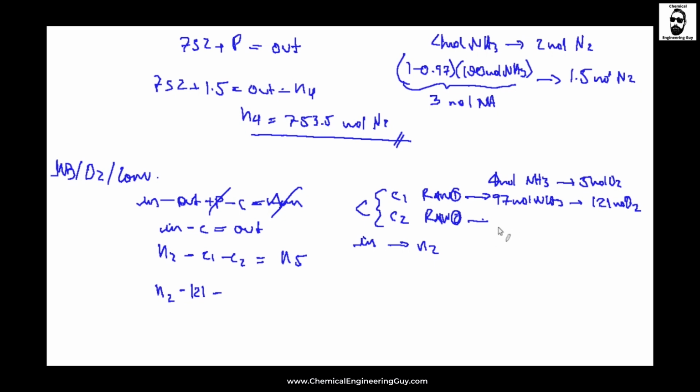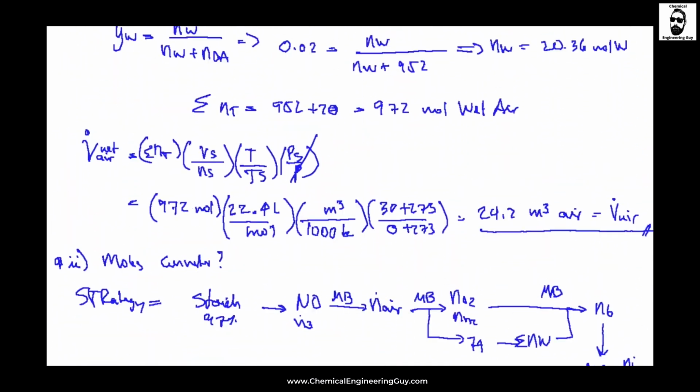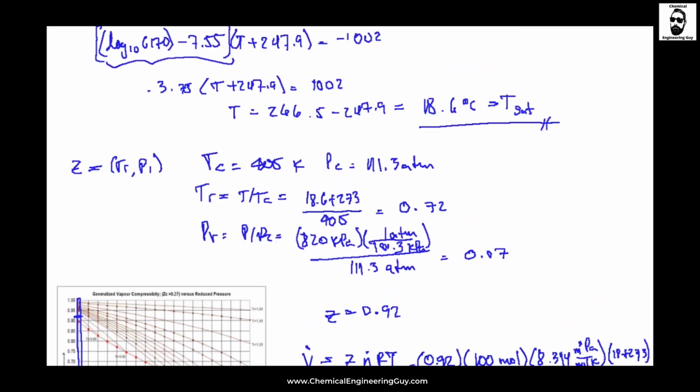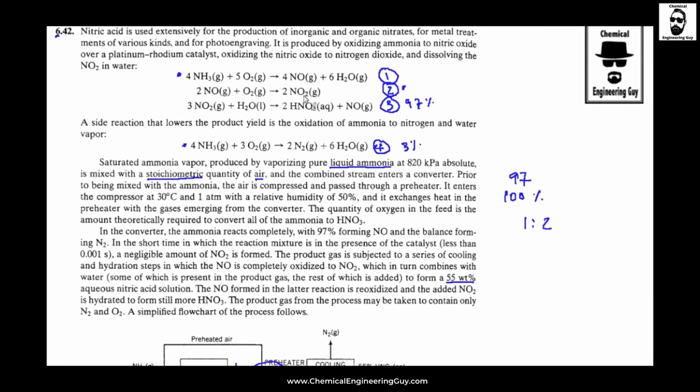Consumption number 2 is given by 4 moles of NH3 give me 3 moles of O2. This is from the reaction, guys. Where did I have them? Okay, let's go all the way up. Here, guys. So look, 4 to 5, and this is 4 to 3.